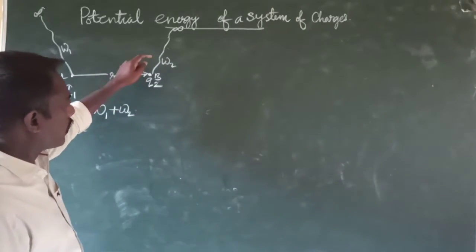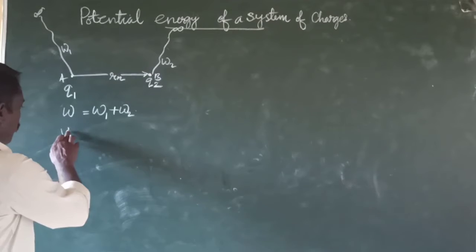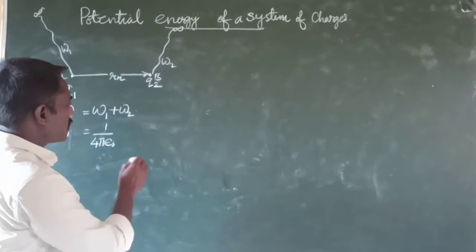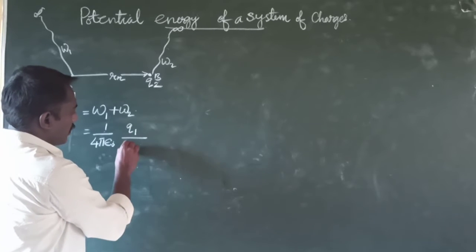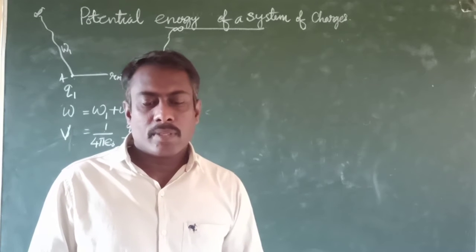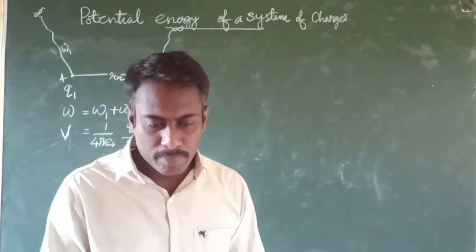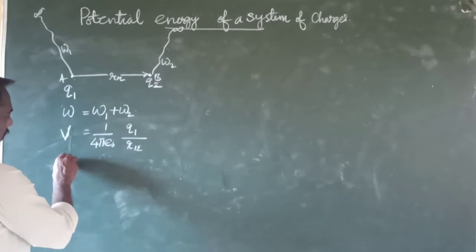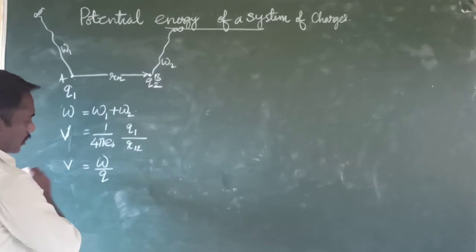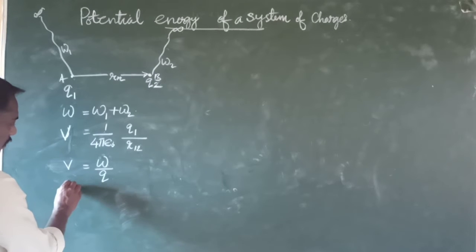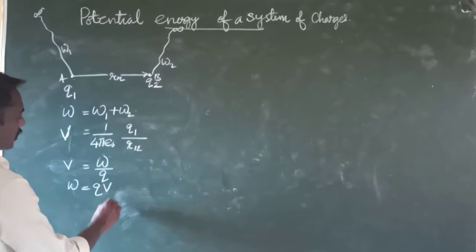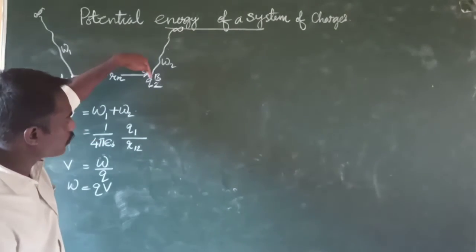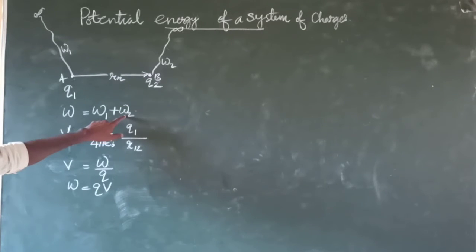Then what will be the potential at B due to charge Q1? As per Coulomb's law, the potential V_B is equal to 1 by 4 pi epsilon 0 into Q1 divided by R, where they are separated by a distance R. The work done in bringing the charge Q2 from infinity to the point B, against the electric field produced by the charge Q1, we have learned that potential is equal to W divided by charge. So from this equation we can find the work done. The work done will be Q times the potential. So here we find the work done for bringing the charge Q2 from infinity to the point B, and that is taken as W2.